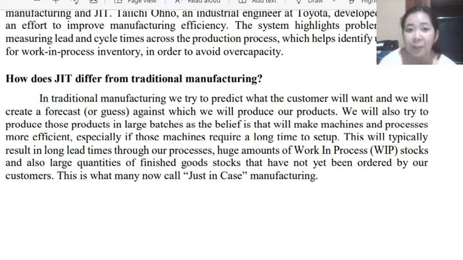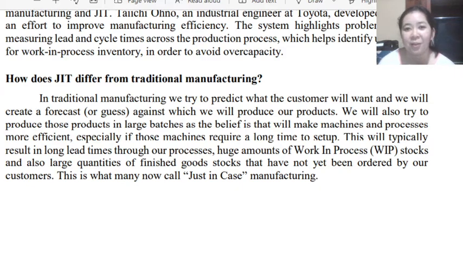Because of this problem, most entities now are using just-in-time to eliminate this type of problem. This traditional manufacturing system is what we call just-in-case manufacturing. Meaning they produce more to avoid stock out, and also to compensate for longer setting up of the machineries and the cost of processing.